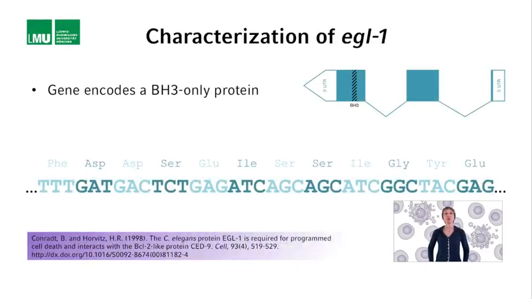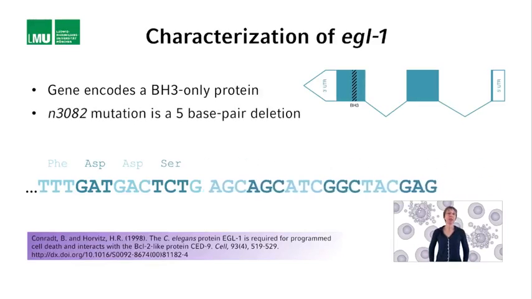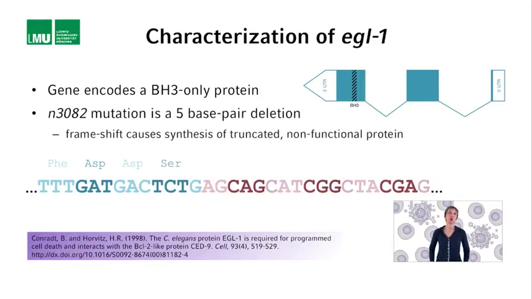And when I sequenced the transcription unit encoding this BH3 only protein in N1084, N3082 animals to identify the N1084 and the N3082 mutation, I only managed to find the N3082 mutation. N3082 turns out to be a 5 base pair deletion in exon 2 of the BH3 only transcription unit. This 5 base pair deletion causes a frame shift, which results in the synthesis of a truncated, non-functional AGO1 protein.